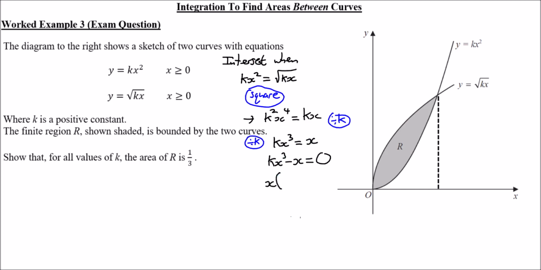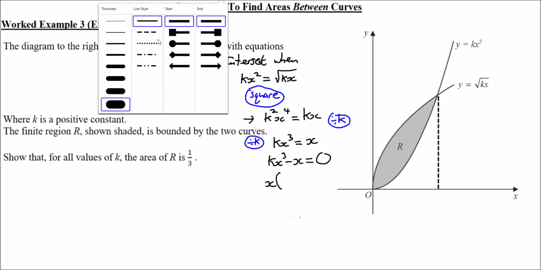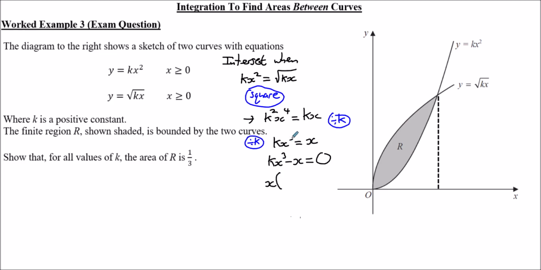Whoops, that's going to give me, sorry, k to the power 4. I'm only cancelling a k, that'll be k to the power 4, my bad. So that becomes power 4 as well. So now I'm going to get x, brackets, kx cubed minus 1 equals 0. So therefore, either x is equal to 0, which we've got here, or kx cubed minus 1 is equal to 0.